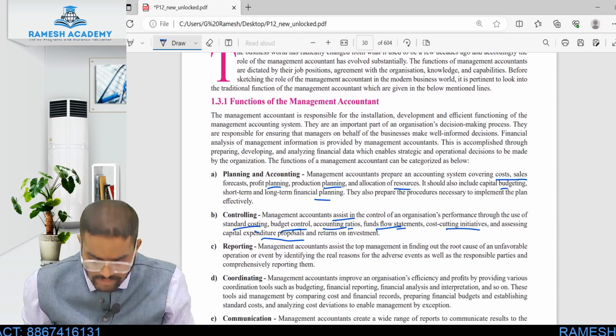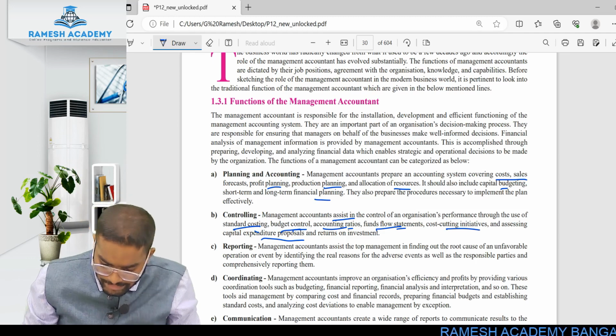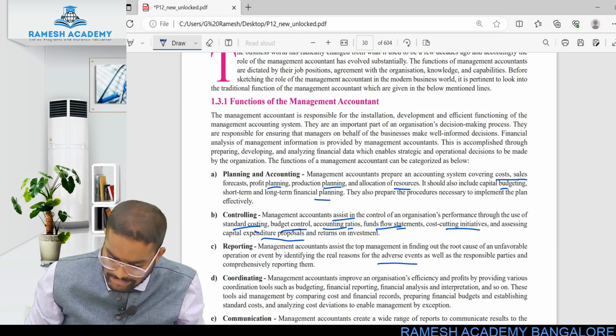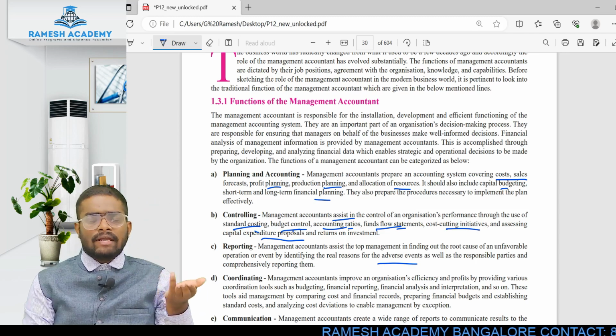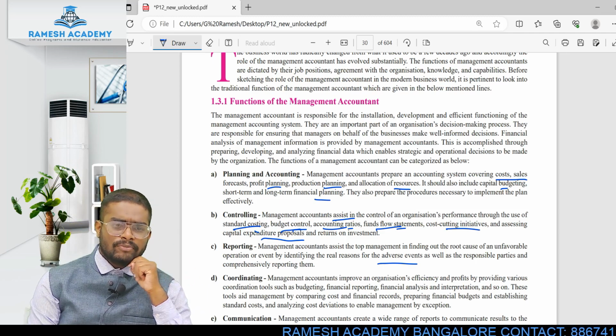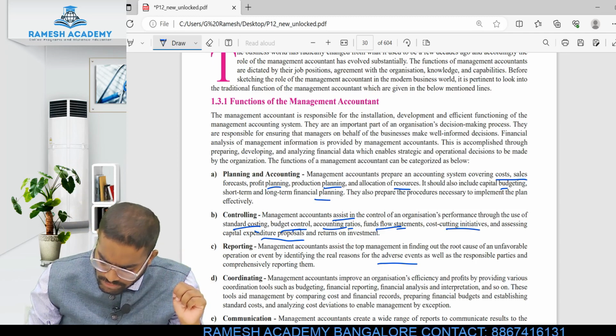Next, we have reporting. The management accountant will be reporting to the top level management of all the management decisions. Like if there is any adverse event, we have to make a report to the top level management. Who are the parties responsible? What is the action taken? What is the loss to the company, and all those things.